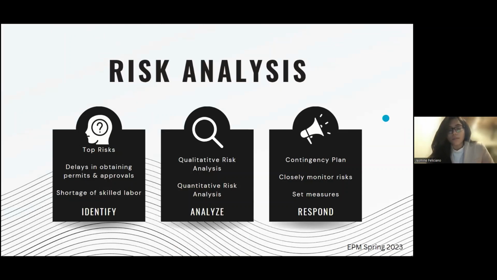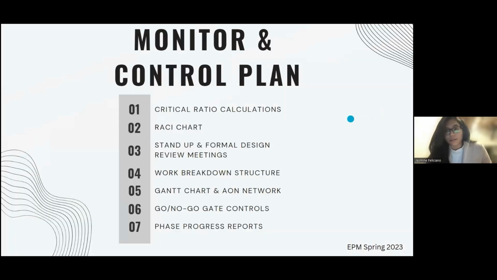Then we did a FMEA. From both analyses, we concluded that delays in obtaining permits and approvals is our number one and top risk. So to mitigate risks, we made a contingency plan that would mitigate the risks and also set measures.